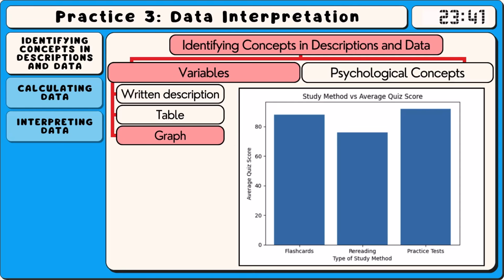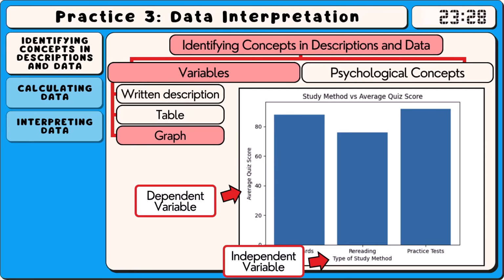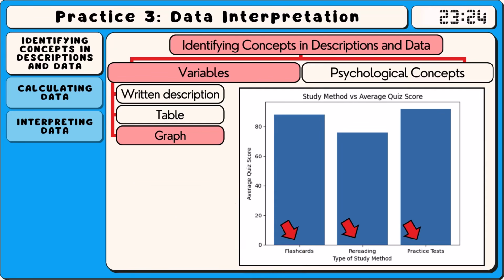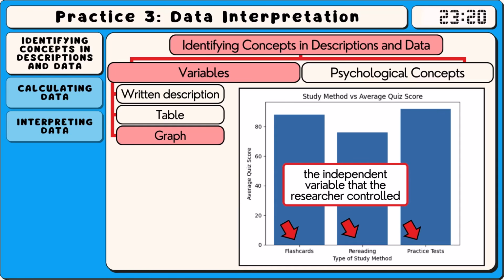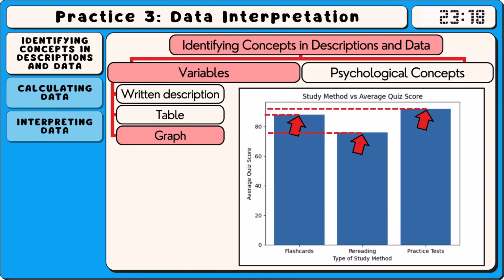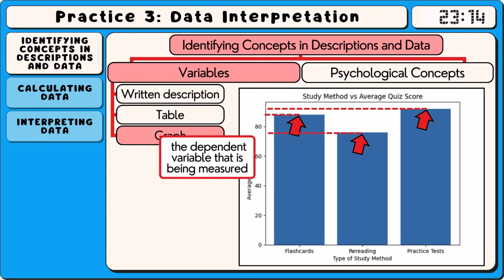Picture a vertical bar graph with type of study method on the horizontal axis and average quiz score on the vertical axis. In most vertical bar charts, the horizontal axis shows the independent variable, and the vertical axis shows the dependent variable. In this chart, the researcher has given 3 different study methods, so that's the independent variable that the researcher controlled. And then they measured average quiz score across the 3 groups, so that's the dependent variable that is being measured.